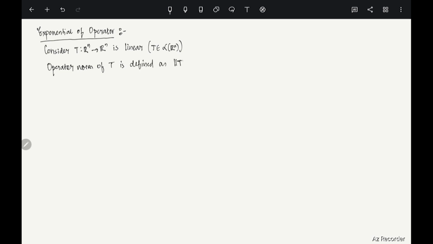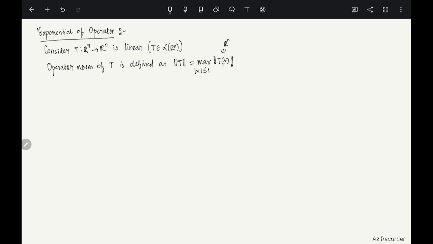the norm of T is nothing but the maximum over norm x less than or equal to 1 of the norm of Tx. So T acting on x will be an element of Rn, a vector. I am computing the norm of each vector and then taking the maximum.